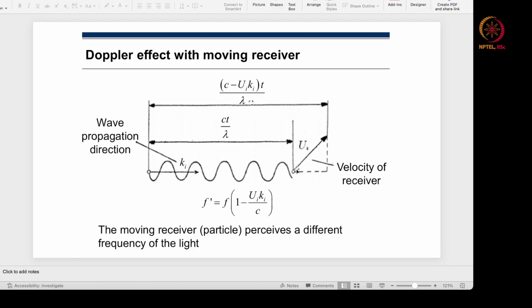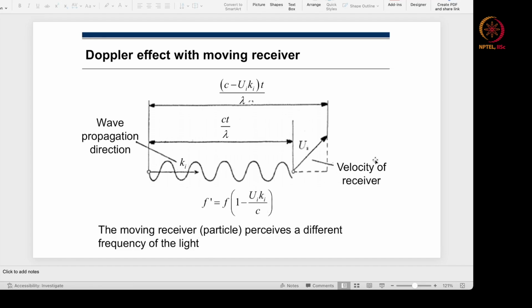Ideally, if you would have been here, this would have been the frequency c/λ. Now that you are moving away, this is the inner product between u_i and k_i. It's nothing but the component of u_i in the k_i direction. If you subtract the velocity, a new frequency comes into the picture. The new frequency is therefore the old frequency minus this factor, u_i k_i by c, or in other words, the component of velocity in the k direction divided by c.